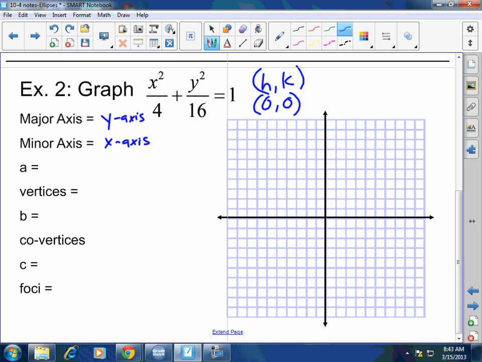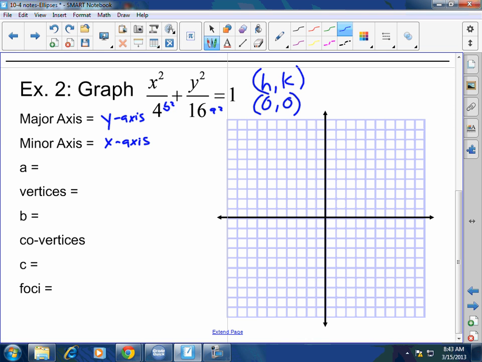Okay, what is my A here, gentlemen? Be careful. This is B squared. This is A squared. That's the number one mistake. I'm glad you made it now. A squared is always the larger denominator. Always. We talked about that. If the larger denominator is under the x squared, then the x-axis or parallel to the x-axis is the major axis. If the larger number is under the y squared, then the y-axis or something parallel to the y-axis is the major axis. You with me, my brothers?